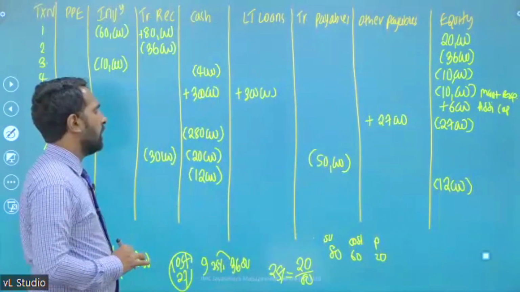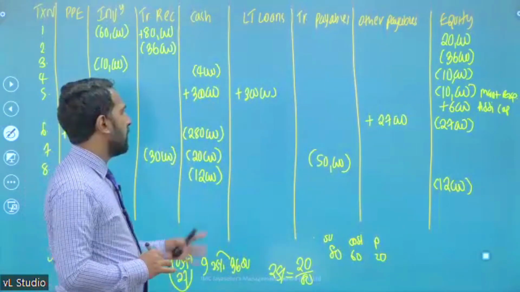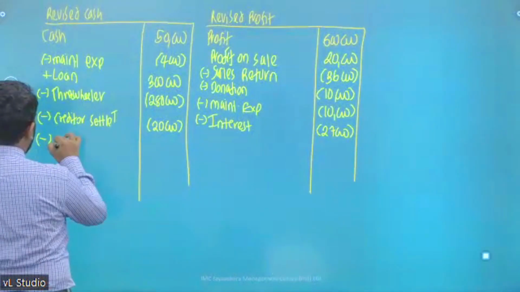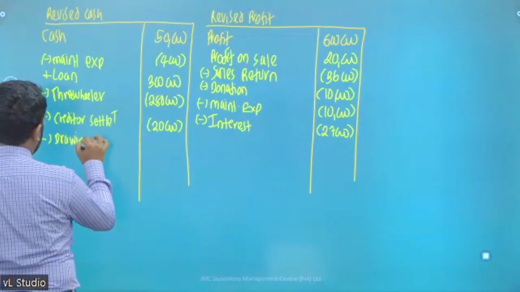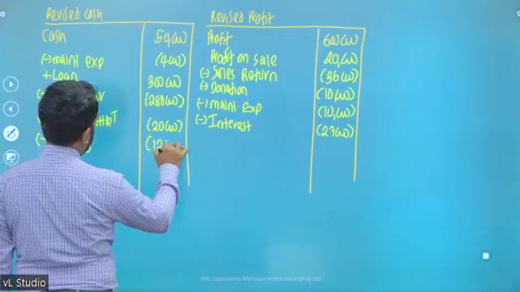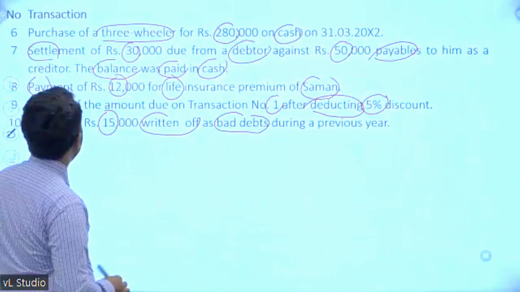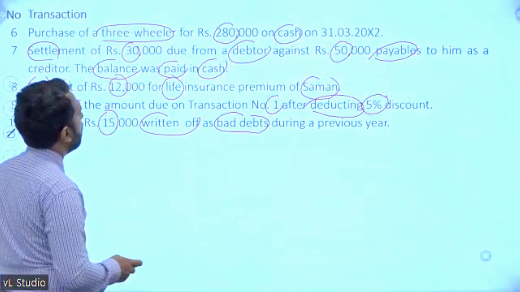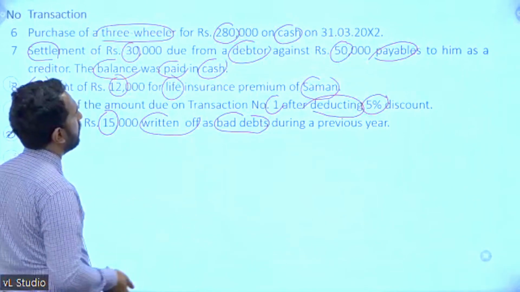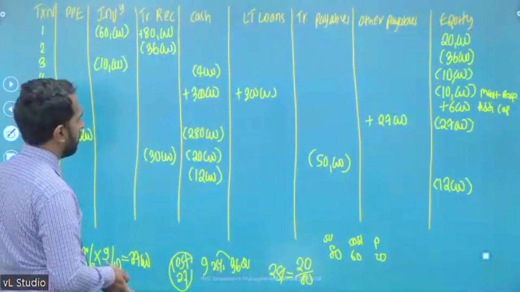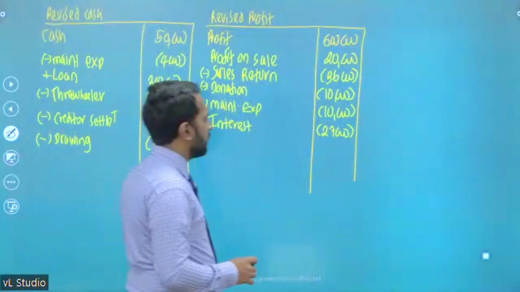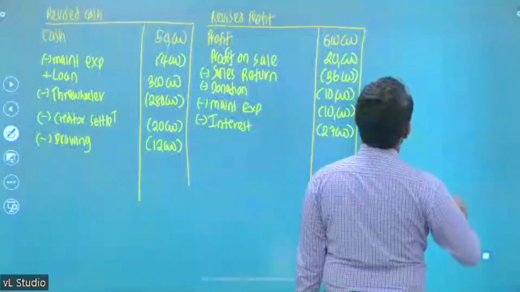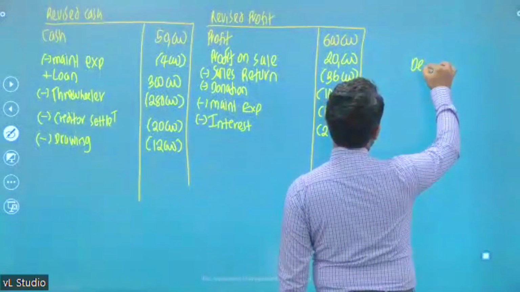It will not impact the profit. Cash comes down, equity comes down, 12,000. So let's deduct the drawing, 12,000. Then the ninth transaction says receipt of the amount due on transaction number 1 after a discount of 5%. As per transaction number 1, sale of goods on credit is 80,000. So the debtor value is 80,000.